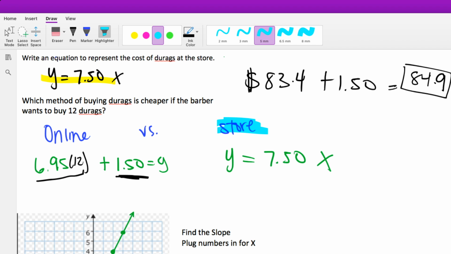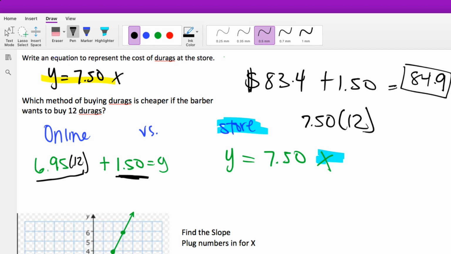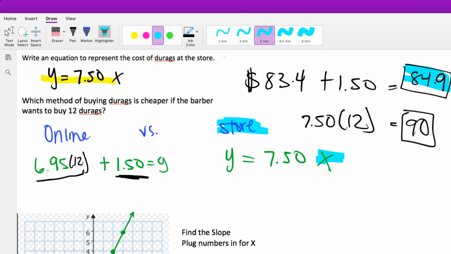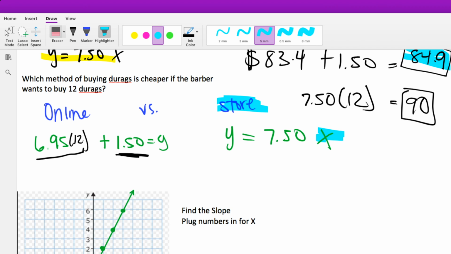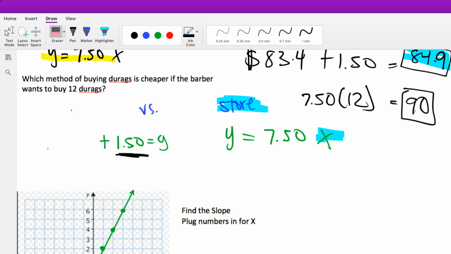And then now we're going to look at the price for 12 do-rags when we buy them at the store. All we have to do is plug in 12 into this. So we get 7.50 times 12, and that gives us 90. So which one is cheaper? It's clearly the online do-rags that are cheaper, by around $5.10 or so. And now we can just delete all this to answer the question.